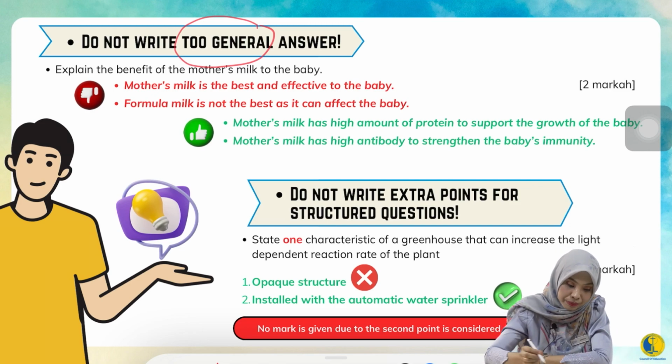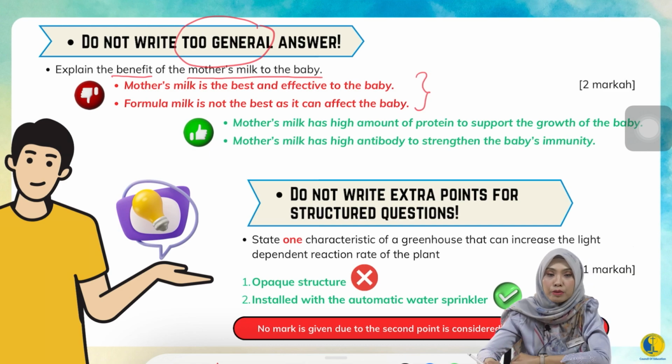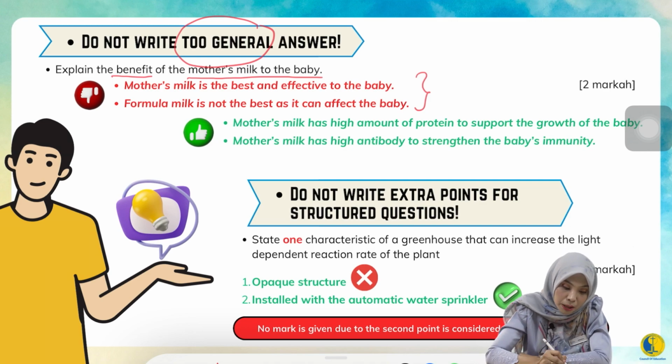Okay, example. Say the question is asking, explain the benefits of the mother's milk to the baby. I can see this is a favorite answer of everyone. You call it a safe answer. You thought that you can still score anyway, but actually you don't even deserve 1 mark. It's so sad to tell you this. Why? 'Mother's milk is the best and effective to the baby.' I could say this is too general.